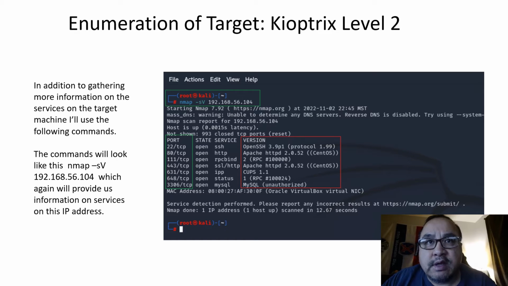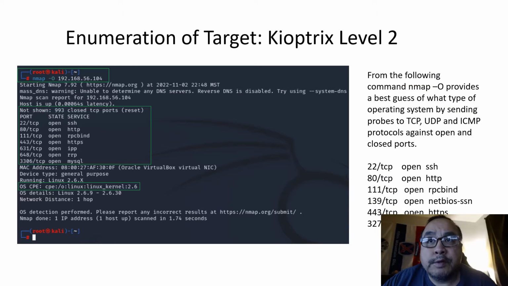As we can see, port 22, 80, 111, and more are open, and to the right it tells us the version of what they're running. With the next nmap command, we can also get a best guess of what type of operating system, by probing with the TCP, UDP, and HTTP protocols against all open and closed ports. We use this by typing nmap -O 192.168.56.104, and it tells me that we're running Linux kernel 2.6.